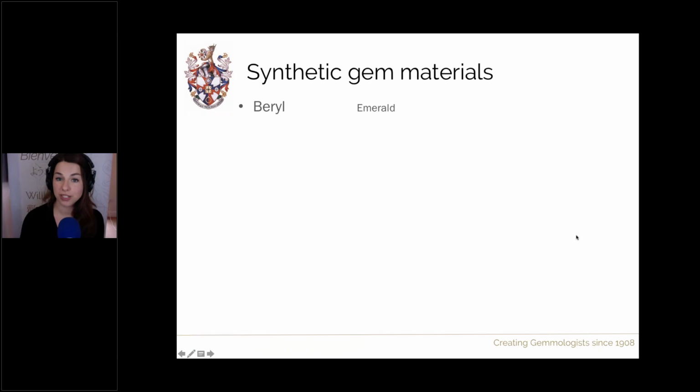So let's talk about what gem materials can be synthesized, because it is a finite list. Not all gems can be synthesized. So we have beryl. Our beryl species can be synthesized in all colors. So you can have emerald, which is green, morganite, which is pink, aquamarine, which is blue, goshenite, colorless, heliodor, yellow, and red beryl. All of this can be synthesized, but most of the time it's just emerald. So the most popular gem is the one that's synthesized.